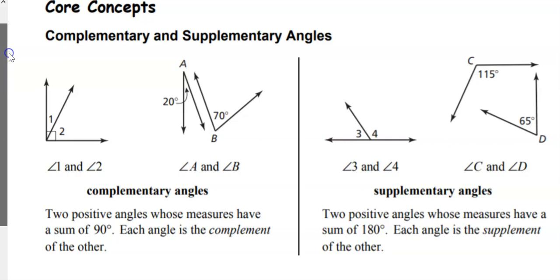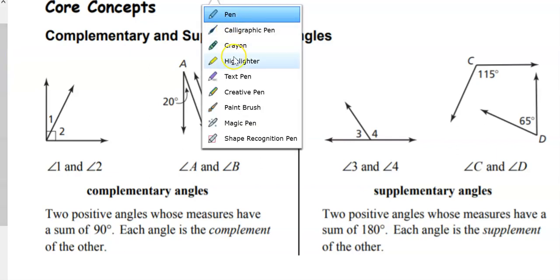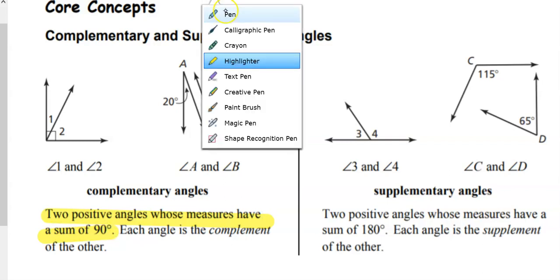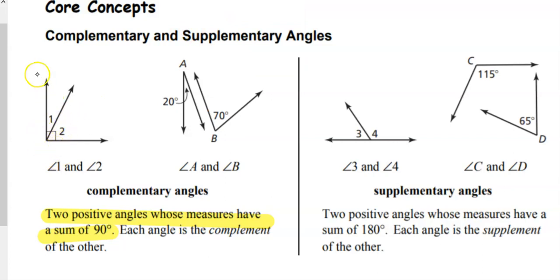So the definition of complementary angles is when you have two positive angles who sum up to 90 degrees. They can either be adjacent angles, that means next to each other, or they can be non-adjacent. Either way, if you add those two up, whatever the two angles are, they must add up to 90.